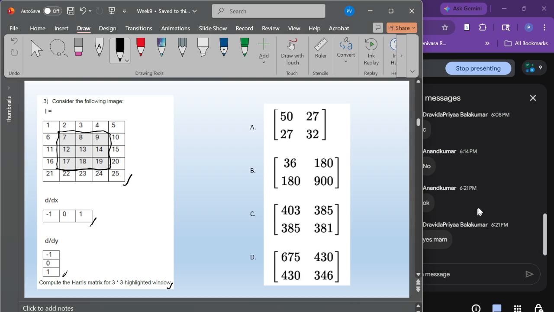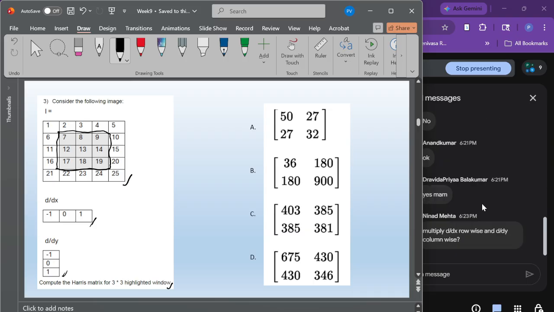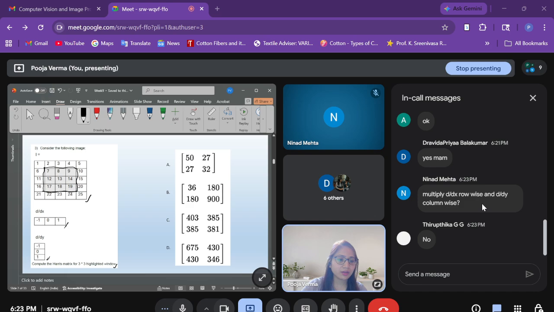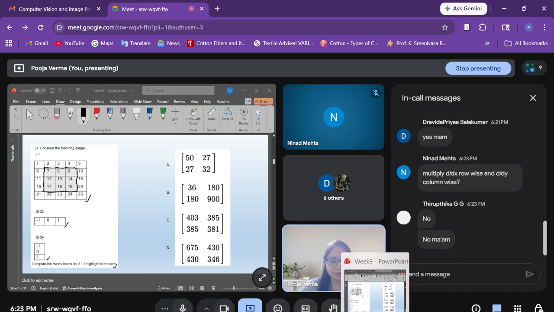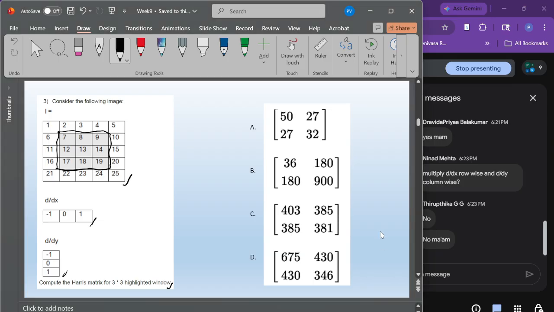Now how can we compute this question? Anyone, any idea? Then we will solve this question as well. Multiply d by dx row wise, then okay. Yeah, correct, Nand. We will solve it.